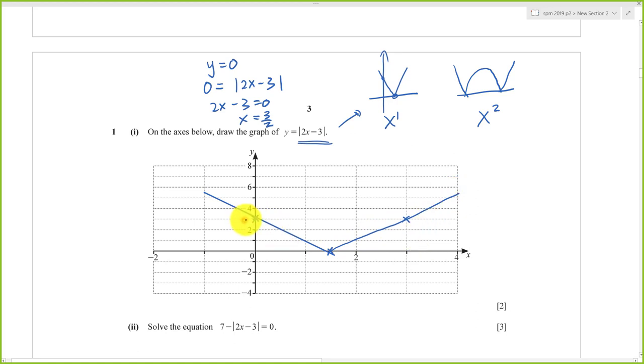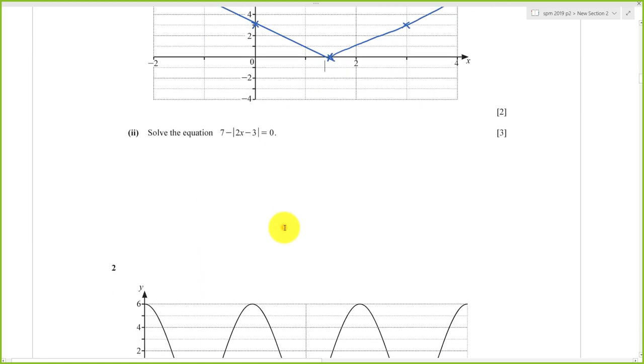Quite simple, right? Because this coordinate and this coordinate must be symmetric, because this is a V shape, so there must be symmetry. Okay, and then the next thing they ask you to solve: you just move this thing to the other side, so the modulus 2x minus 3 becomes positive because it was negative. If I want to eliminate the modulus here, the other side will have plus or minus.